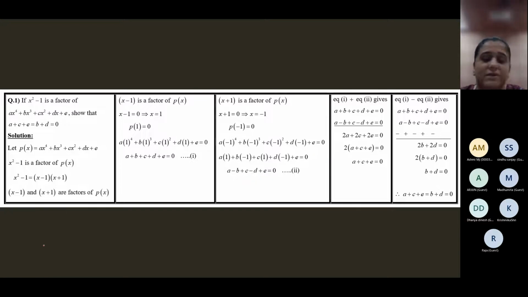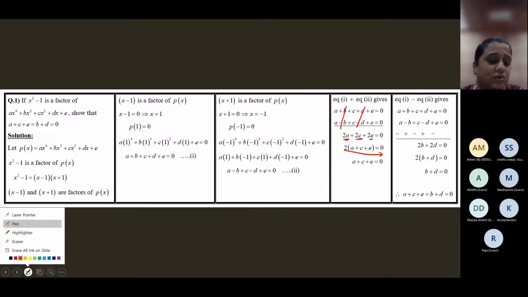Now let us add and subtract these two equations. Equation 1 plus equation 2. Write the equations one below the other and add them. Adding means without changing the signs of the second equation. So what you get: a plus a is 2a, plus b minus b gets cancelled, c plus c is plus 2c, plus d minus d gets cancelled, plus e plus e is plus 2e.